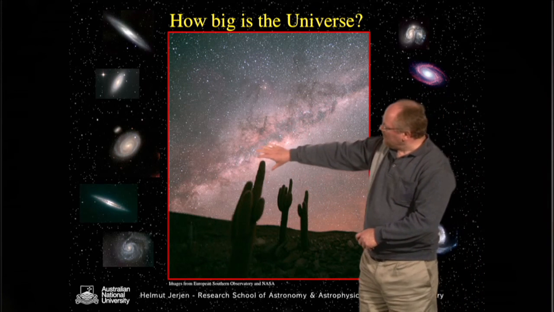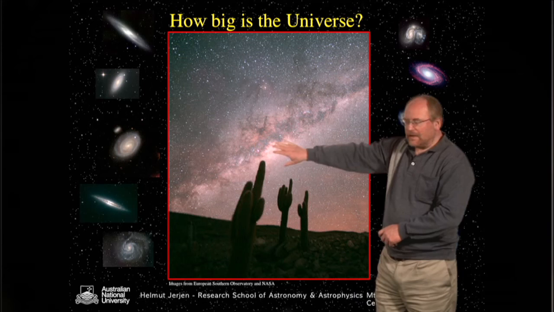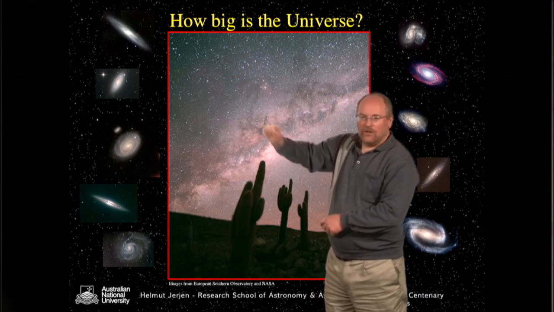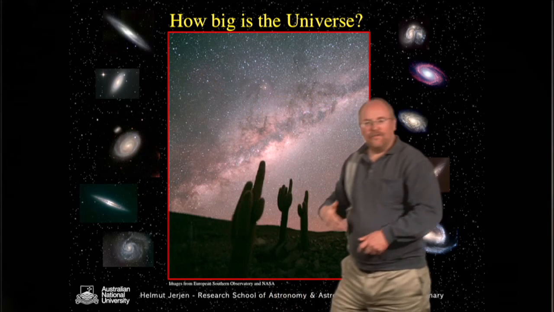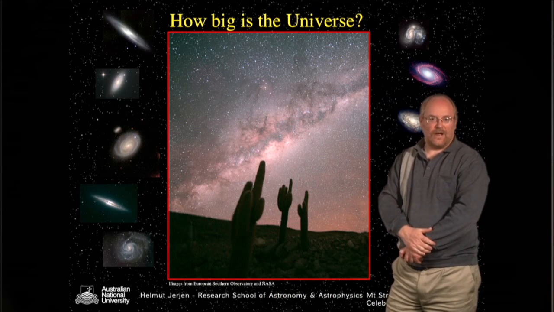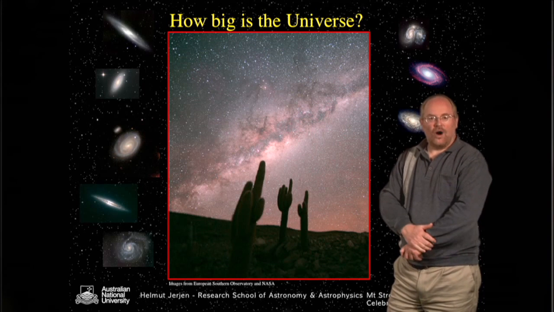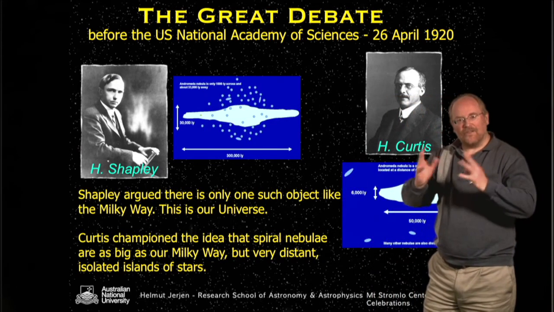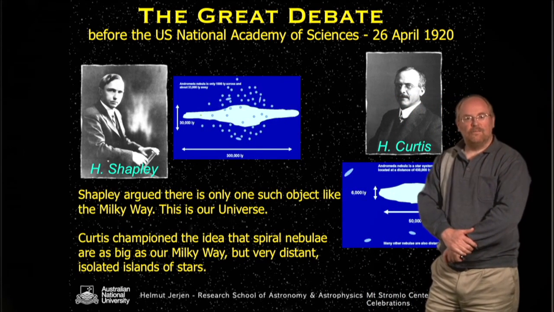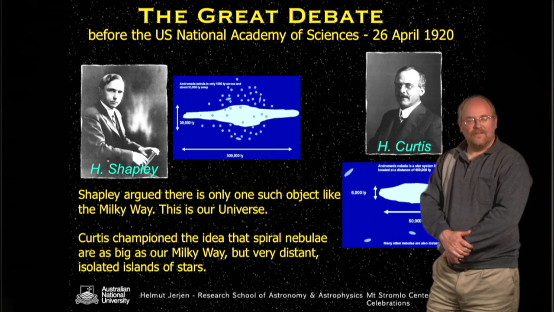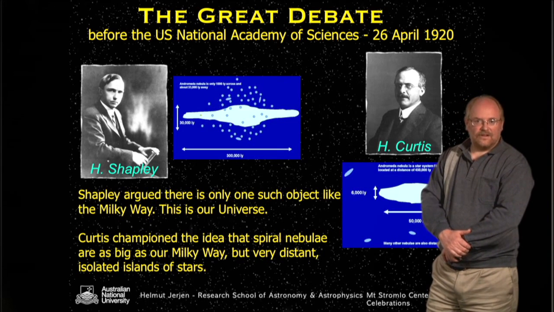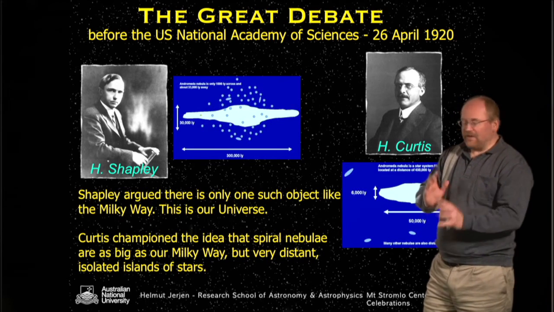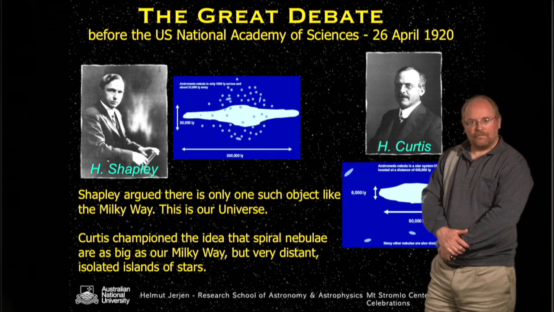Now, this is the Milky Way with all the stars, and when you look with the Hubble Space Telescope or with other telescopes into the different regions, you identify these spiral nebulae. And the fundamental question was, how far are they away? Are they part of our Milky Way, or are they further away? This whole discussion about the size of the universe led to the famous Great Debate before the US National Academy of Sciences on the 26th of April 1920. And here are the two models that were discussed as part of this Great Debate.